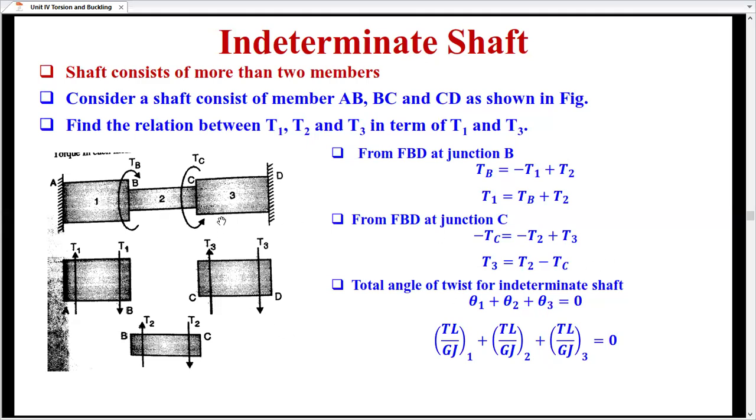The total angle of twist is the addition of all these, because these are intermediate shafts. If we want to calculate the angle of twist, then we have to add the angles of twist for shaft 1, shaft 2, and shaft 3. So the total angle of twist for the intermediate shaft, theta 1 plus theta 2 plus theta 3, is equal to 0. And what is our theta? It is TL upon GJ. So TL upon GJ for shaft 1 plus TL upon GJ for shaft 2 plus TL upon GJ for shaft 3. These are the equations which I have to use while calculating angle of twist and torque for an intermediate shaft.